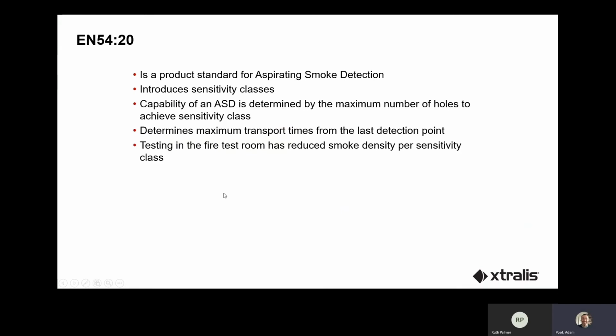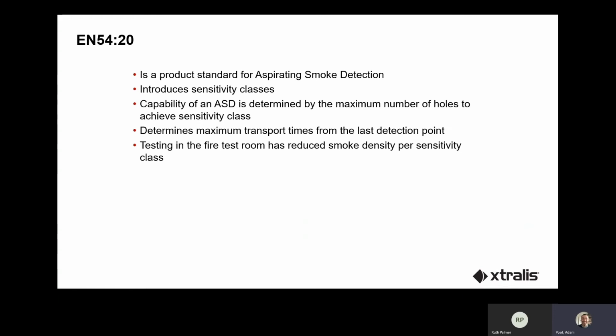EN 54 Part 20 is a product standard that affects aspirating systems. EN 54 relates to all fire detection equipment, and then the part relates to the particular product type. So Part 20 is aspirating. So it's up to the manufacturer, us, to get our products approved to EN 54 Part 20.